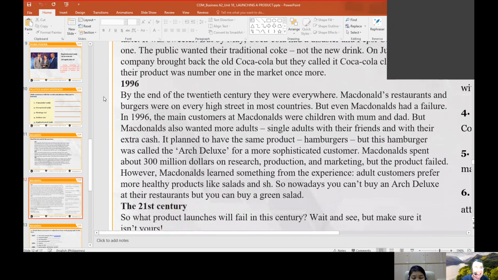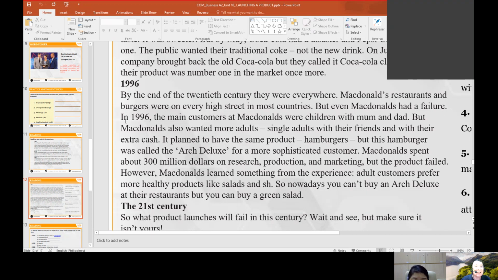Another one. By the end of the 20th century, in 1996, McDonald's restaurants and burgers were on very high trips on most street countries, everywhere. But even McDonald's had a failure.